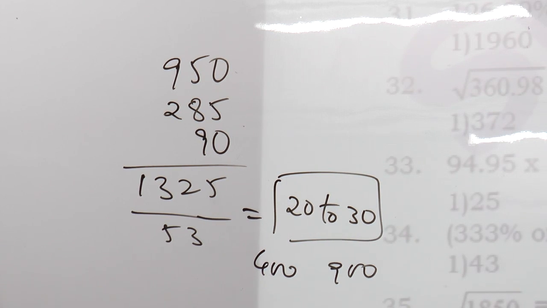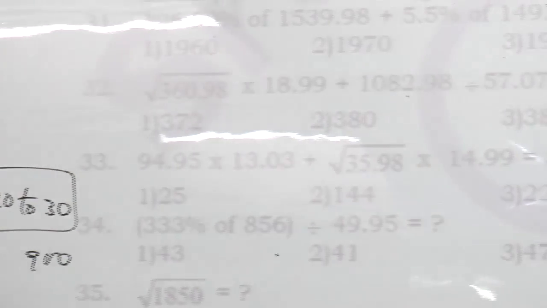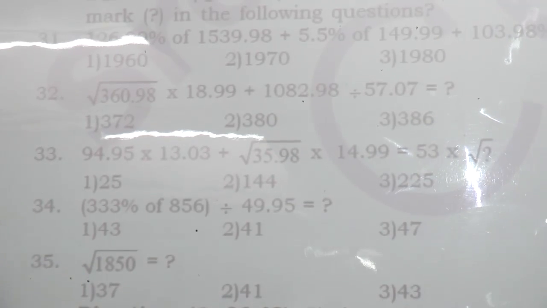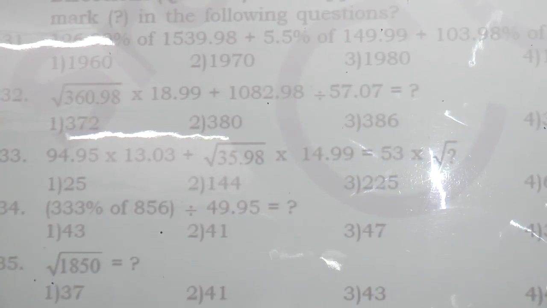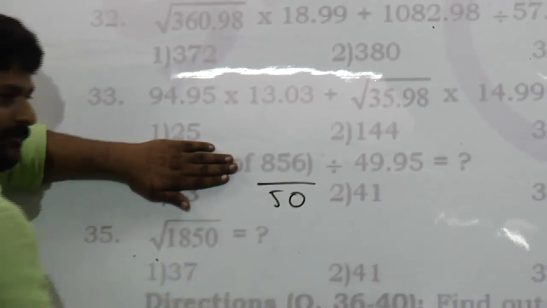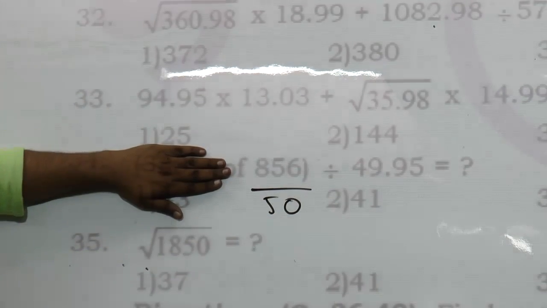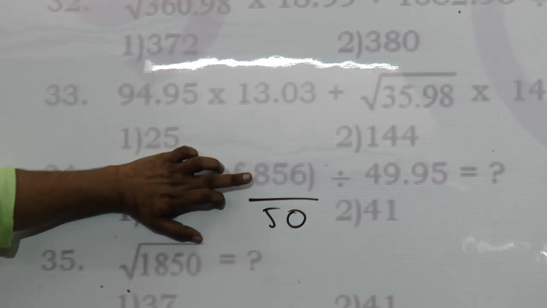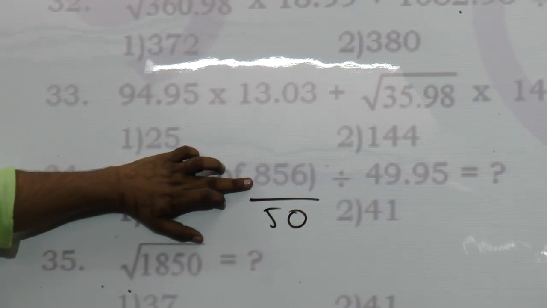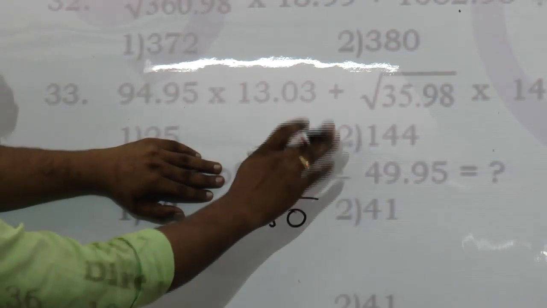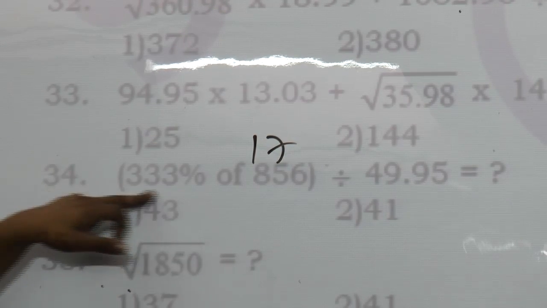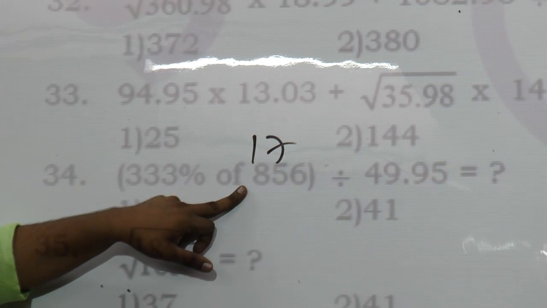34. Divided by 50, right? Forget about percentage for the time being. Divided by 50 we have 50. 17 times is 850, right? 17 times, forget about 6. It is 17 times. And you need to calculate 333% of 17.